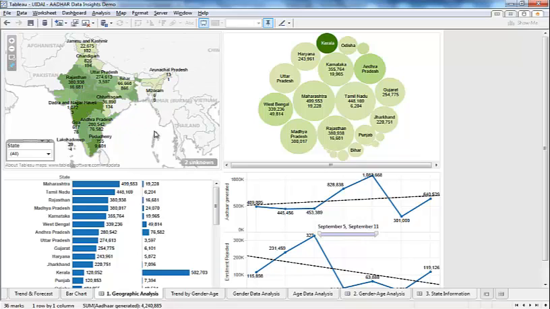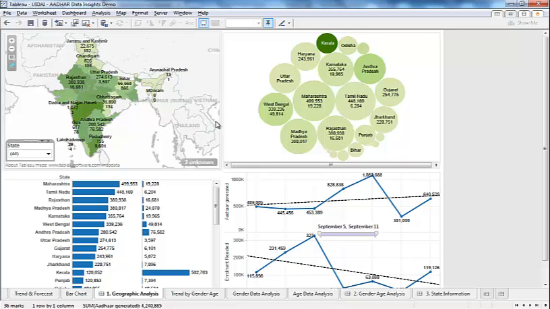The darkness of the color of a particular state indicates the number of applications that have been received for a particular area. So the darker a region, the more applications or Aadhaar cards have been generated for that particular state during that period. Over here, we can clearly see Maharashtra being the state having the maximum number of enrollments for Aadhaar for the period 5th September to 11th September 2013.